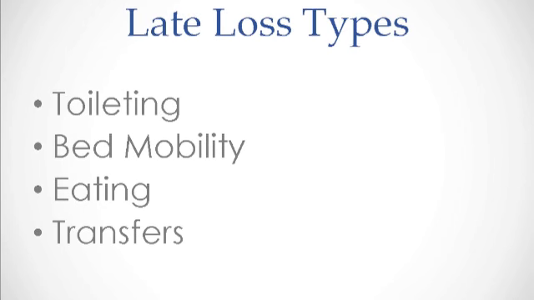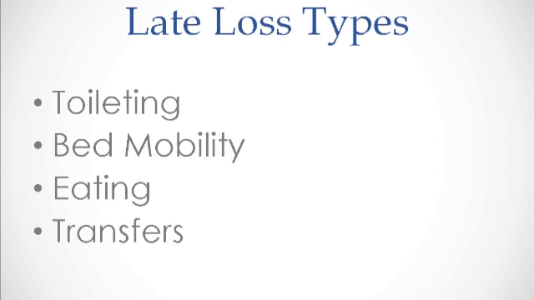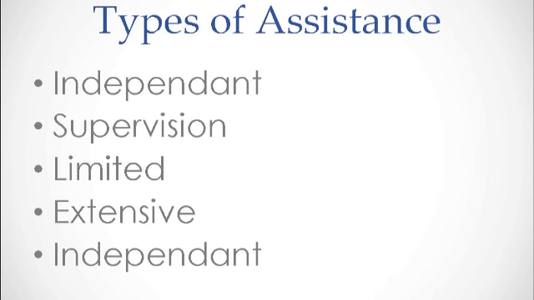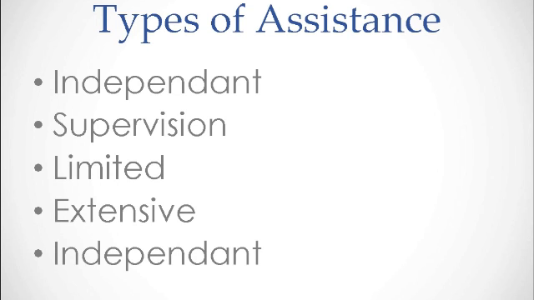During this video, we will focus on the 4 late loss types of ADLs: toileting, bed mobility, eating, and transfers, while Amy, our CNA, will show you what they look like. The 5 types of assistance provided are independent, supervision, limited, extensive, and dependent.